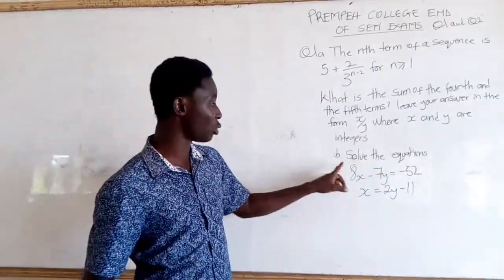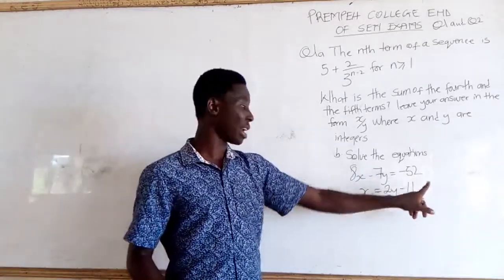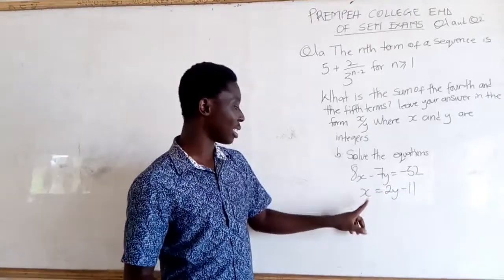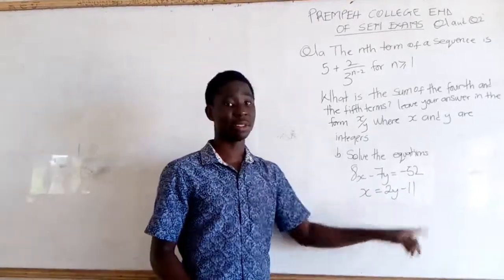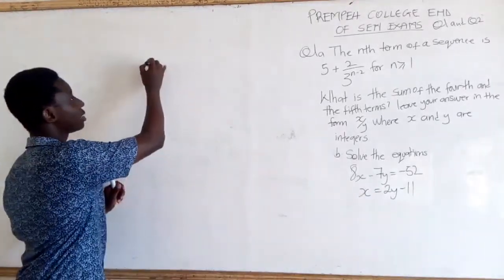And the B says you should solve the equation 8x minus 7y is equal to minus 52, and equation 2 is x is equal to 2y minus 11. Now let's start. We are starting with question 1.